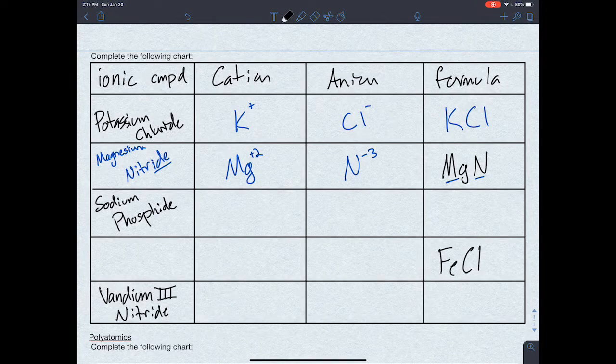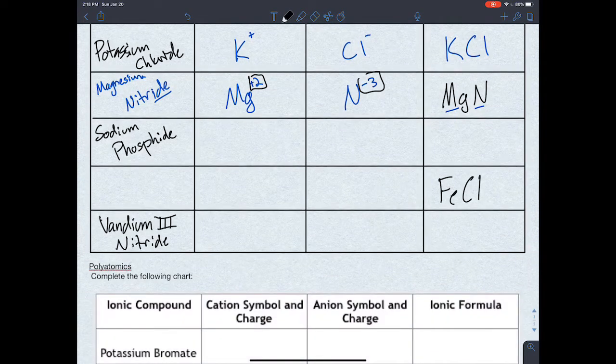Why is it wrong? Because if I just have 1 magnesium and 1 nitrogen, I'm going to have a 2+ charge and a -3 charge. It's not going to balance out. There's going to be an overall -1 charge because I have +2 and I have -3. The 2 are going to balance each other out, and then I'm left with -3. That doesn't work. So what do we do?